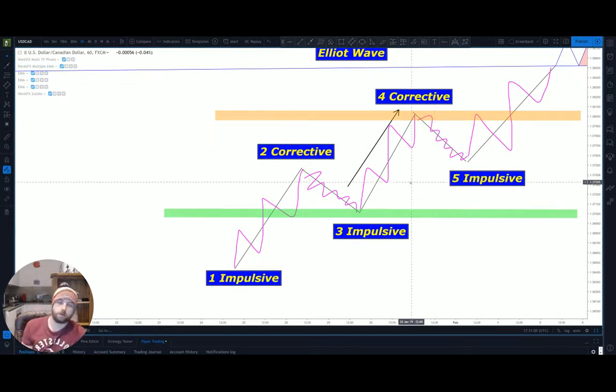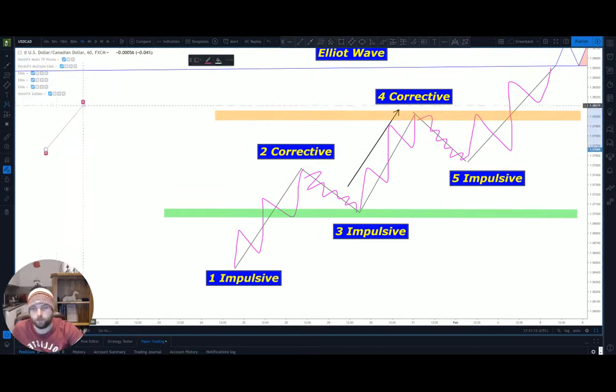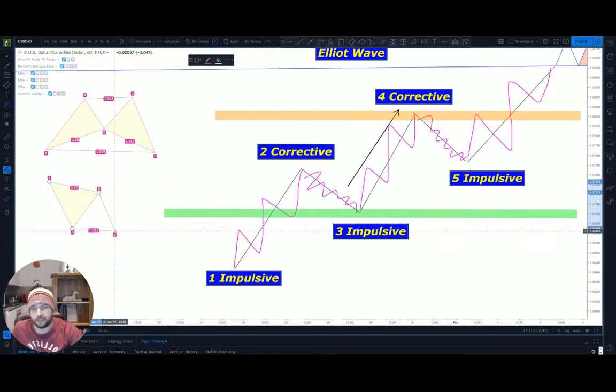There are some corrective patterns that we do use. I pretty much top out at the three drives. If you remember the XABCD, how do I refer to that in both its forms? XABCD. Very, very simple. If I see one of these forming, it's a potential reversal pattern.